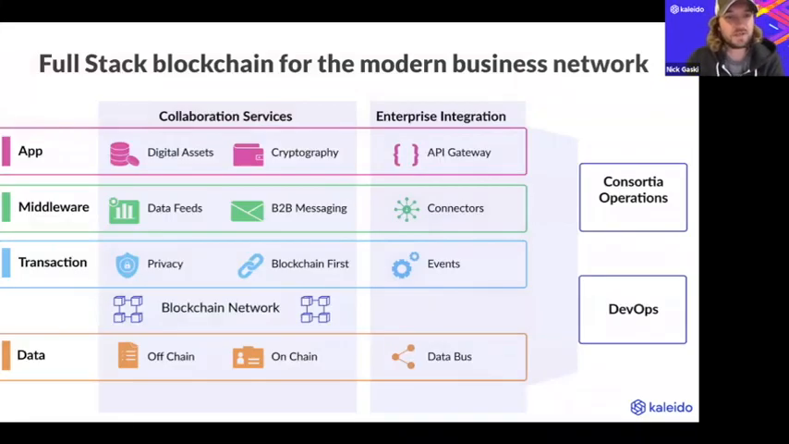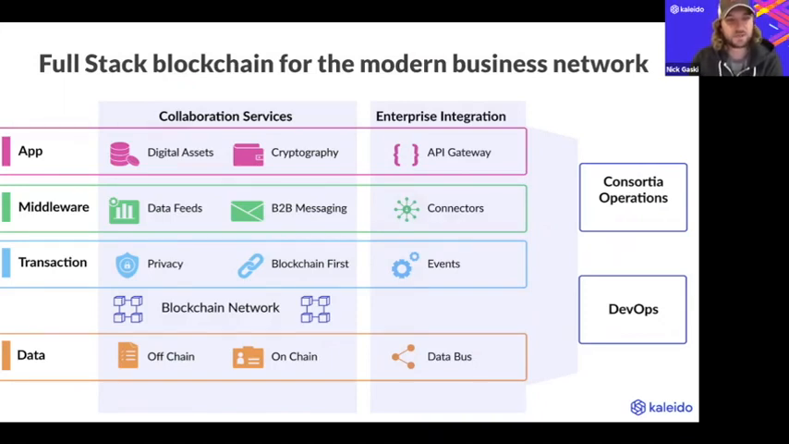So super quickly, a very high-level view of how we see the stack moving from the bottom up. You have these critical questions you need to answer about data. How do you integrate your private off-chain data? How do you then reference it on the blockchain?